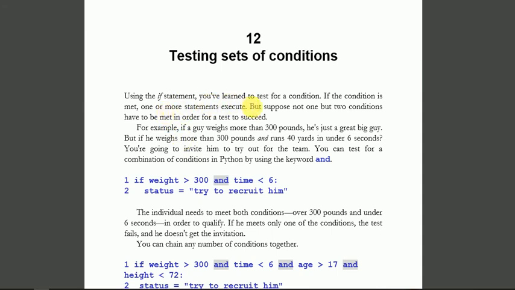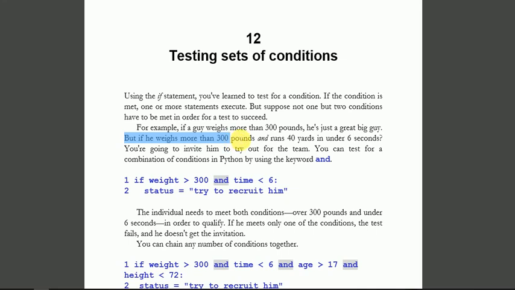You have learned to test a condition. If the condition is met, one or more statements execute, but suppose not one but two conditions have to be met in order for a test to succeed, right? I hope you get that. For example, if a guy weighs more than 300 pounds, he is just a great big guy, of course. But if he weighs more than 300 pounds and runs 40 yards in under 6 seconds, now you can see that it's a complete condition.